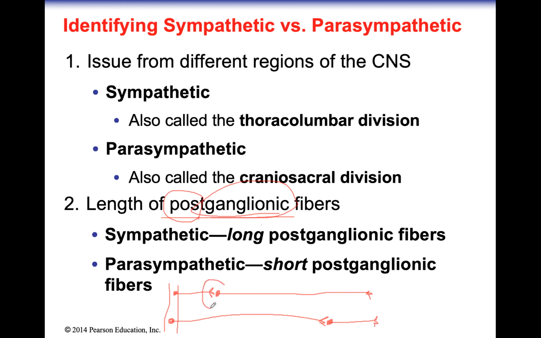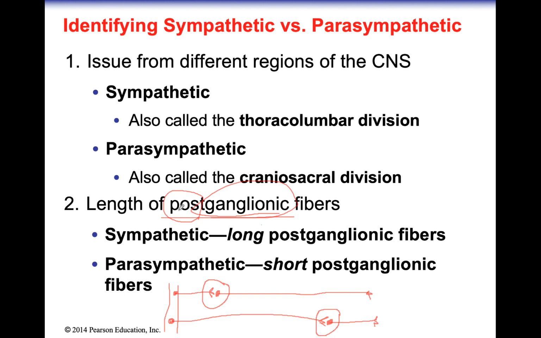This region is called the ganglion. It is where you have a cluster of cell bodies. I know in these illustrations I only drew one, but in real life there would be maybe 15 to 50 different cell bodies, all sending signals out.